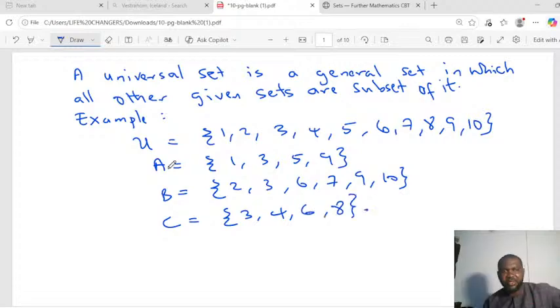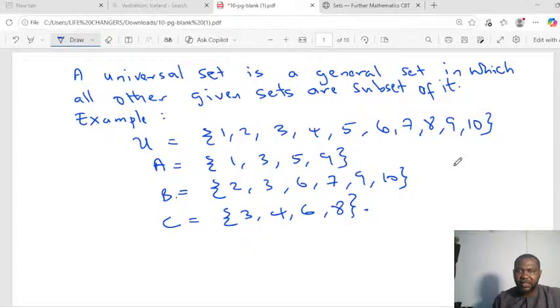Now you have set A, set B, set C. If you notice, all of them are subsets of U, the universal set. Like 1, 3, 5, 9, we can find it here. 2, 3, 6, 7, 9, 10. 3, 4, 6, 8. You see? So A, B, and C.